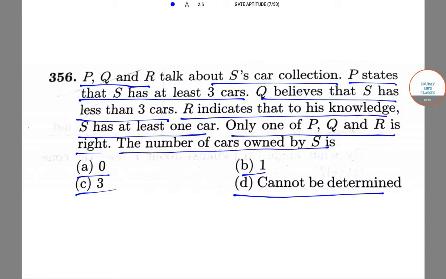Now it is mentioned that only one of them gave a correct statement. The only possible numerical value for which exactly one of the 3 statements is true will be 0. If the number of cars with S is 0, then only the statement given by Q is correct. Therefore, option A is the correct answer.